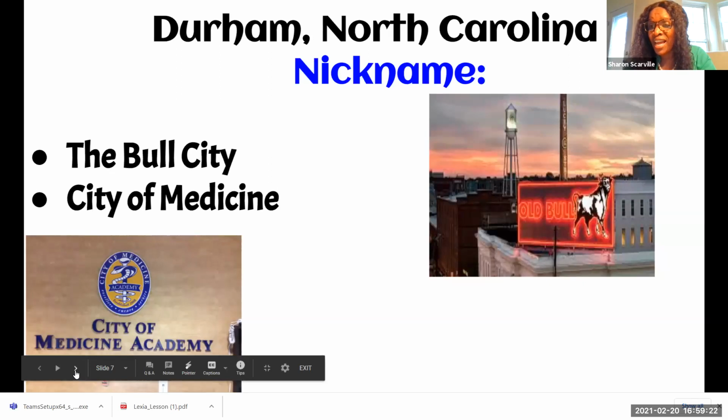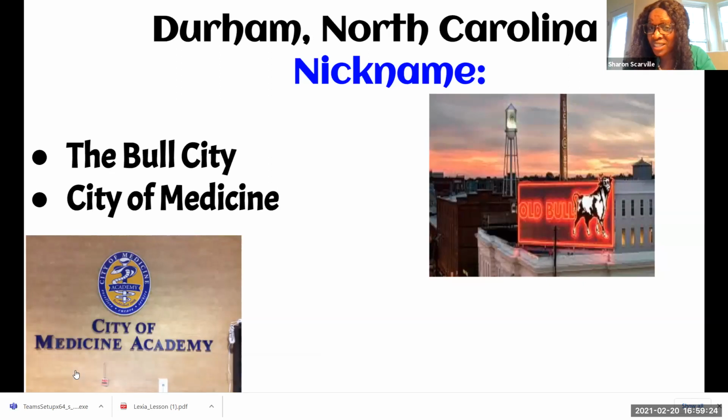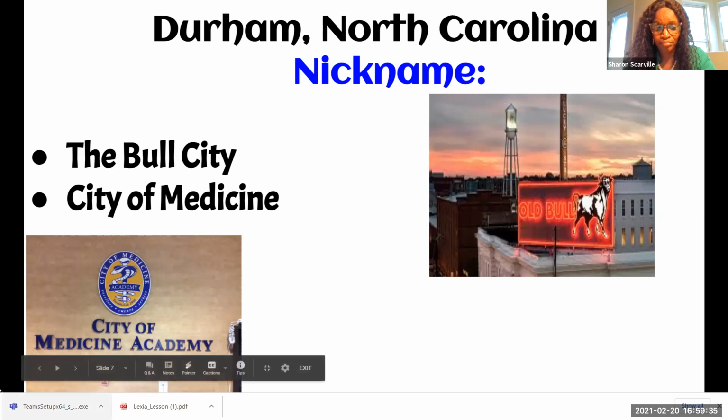Durham, North Carolina is what we will focus on today. And the nickname for Durham, North Carolina is the Bull City, or we say the City of Medicine.